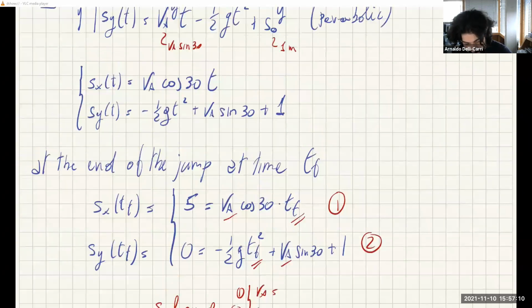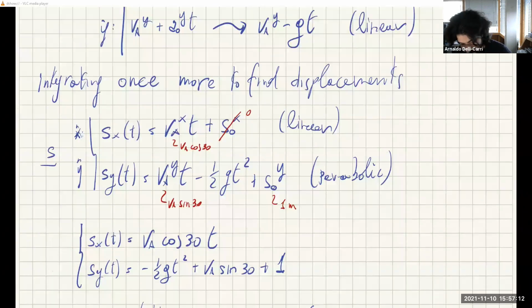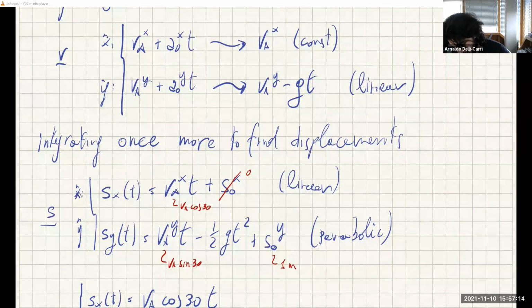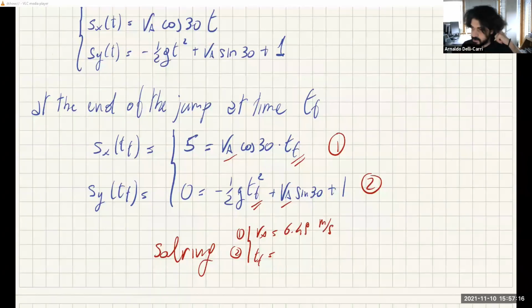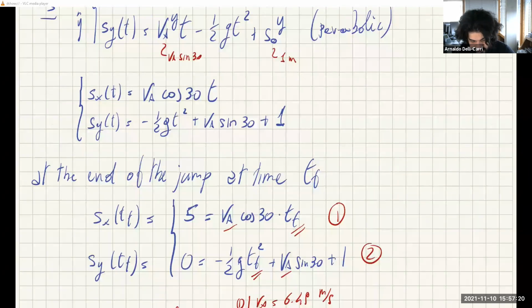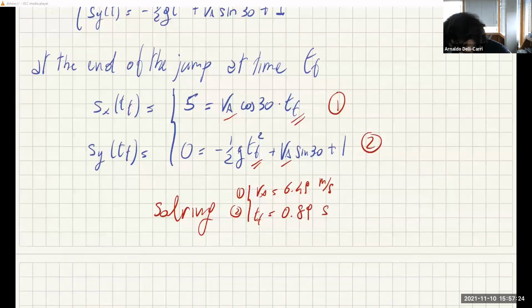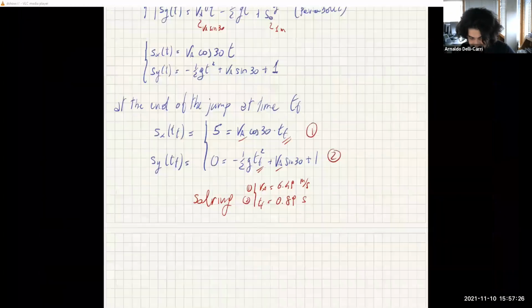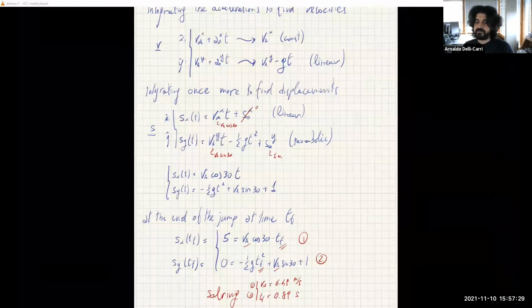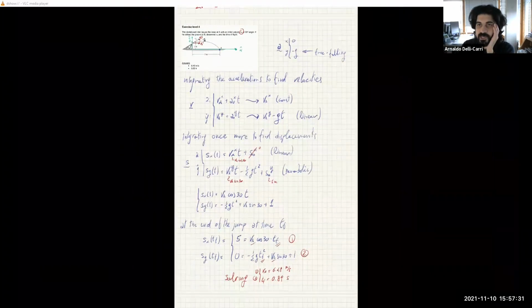So VA is 6.49 meters per second. And this is the magnitude of the vector. And the time it takes is 0.89 seconds. Okay, any questions? I'm going to stop recording here.